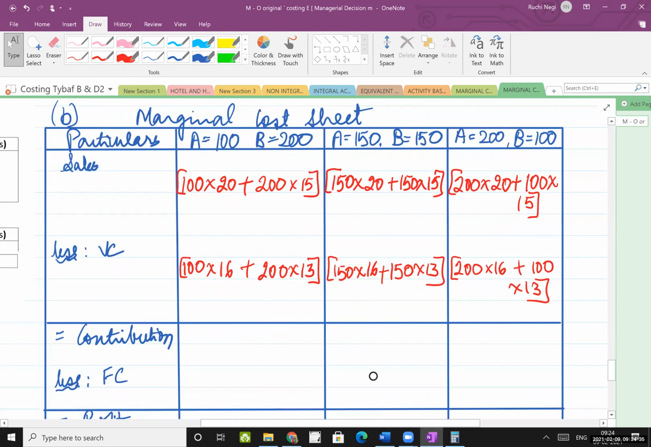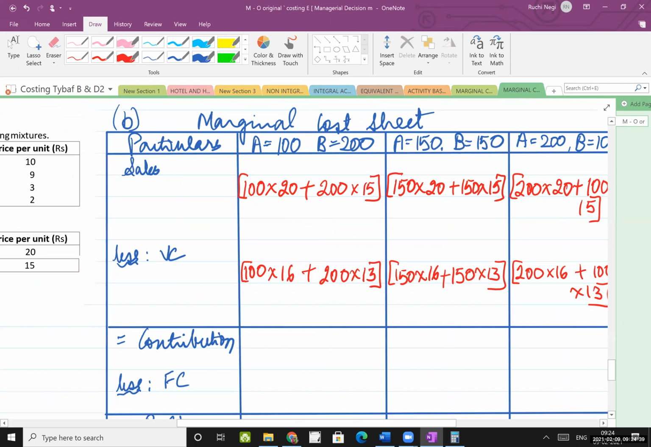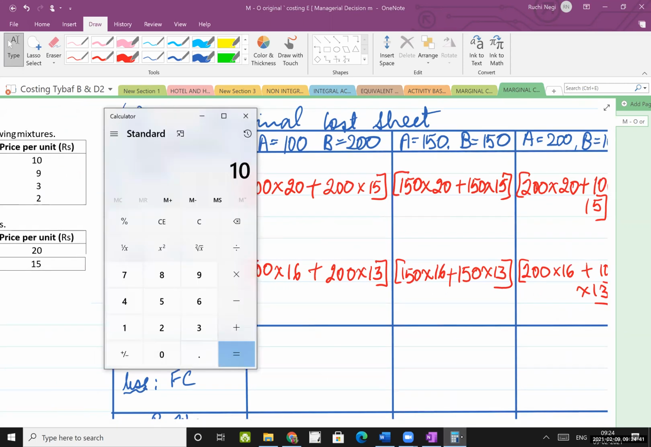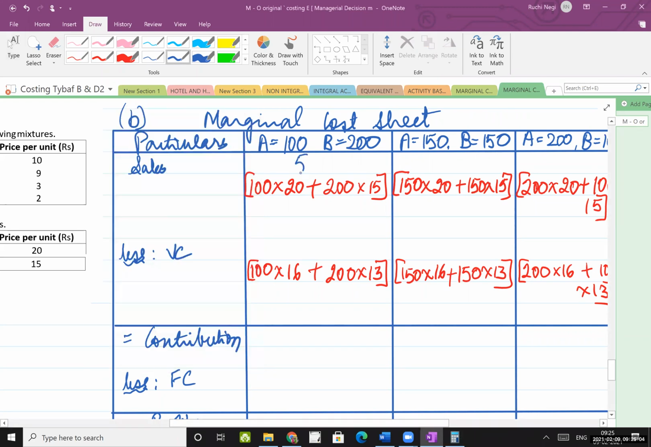To solve this, 100 into 20 is 2000. Okay, press M plus. Then 200 into 15 is 3000. Press M plus on the calci. And then you must be having an MRC button on the calci. Press that. So you'll directly get the total 5000.